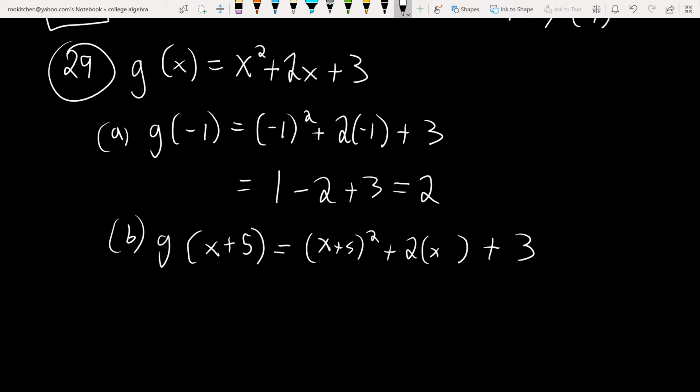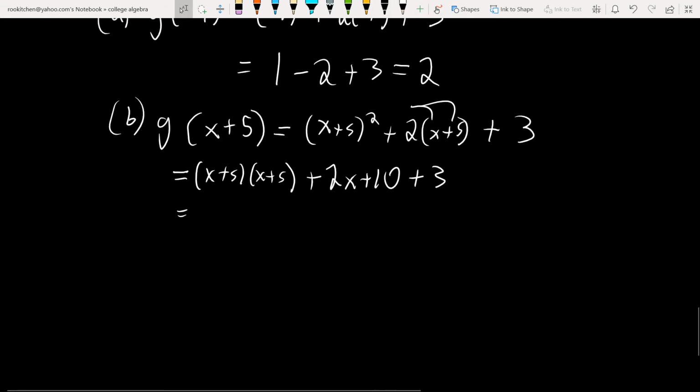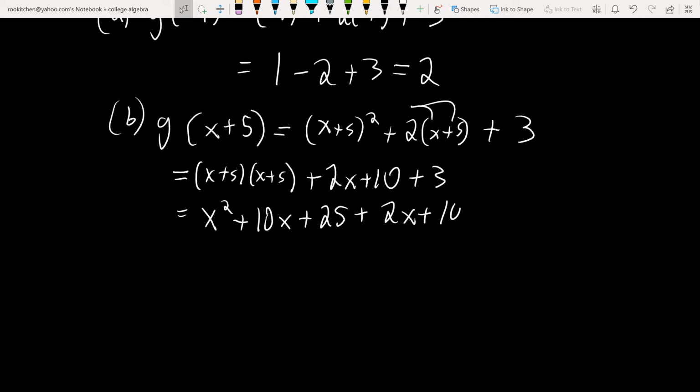Okay. The first guy is a FOIL, so I have to FOIL x plus 5 times x plus 5. And then the second guy is just a distribution: 2x plus 10, and then plus 3. So for the FOIL, the first is x times x, which is x squared. The outer is 5x, the inner is 5x, and 5x plus 5x is 10x. Then 5 times 5 is 25. Then it's 2x plus 10 plus 3.